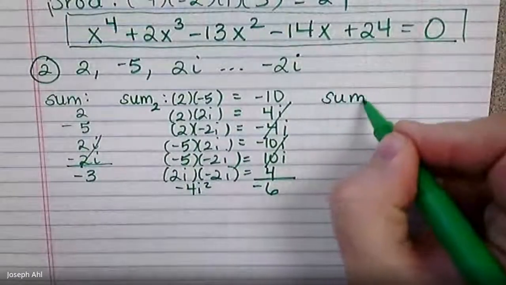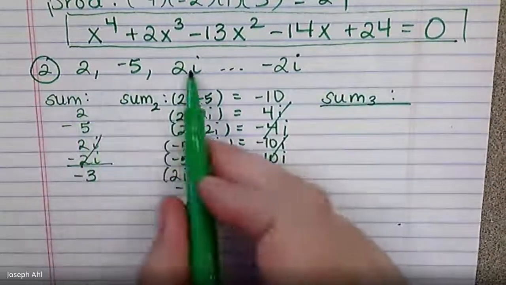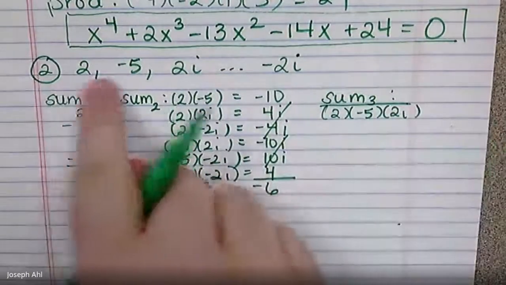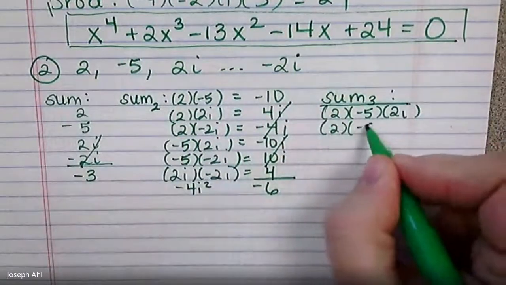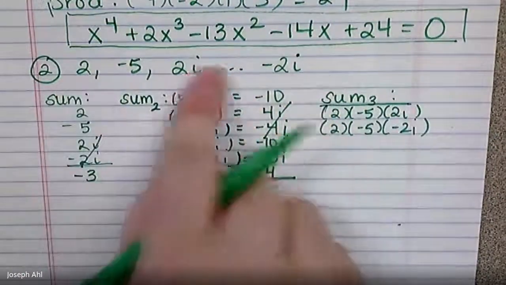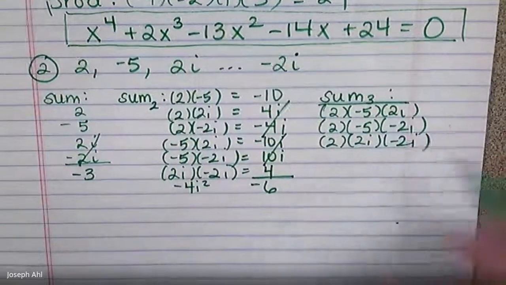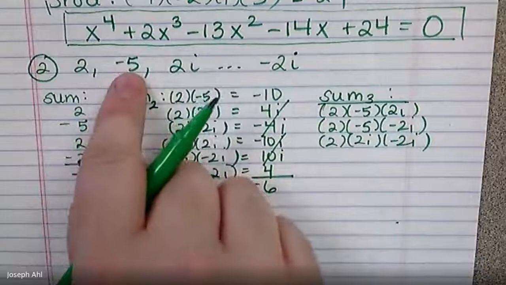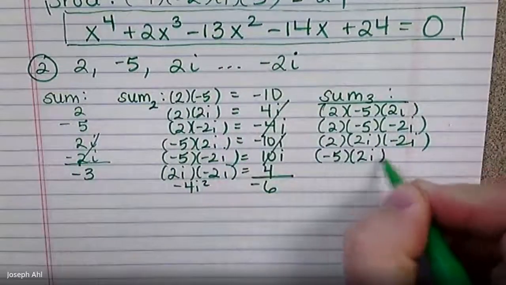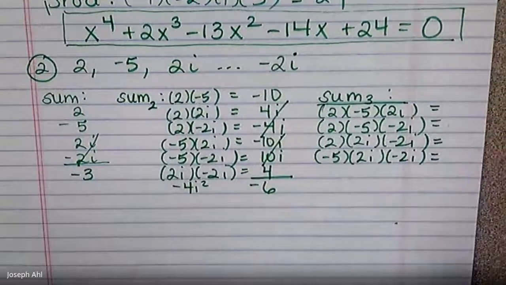All right, let's talk about the sum 3 at a time. So the sum 3 at a time, let's do the first 3 together, 2, -5, and 2i. Then maybe I'll do 2, -5, and -2i. I can do the first root with these 2 at the end, 2, 2i, and -2i. The final pairing is -5 times both of them. So -5, 2i, and -2i. All right, let's see what all of that comes out to be.